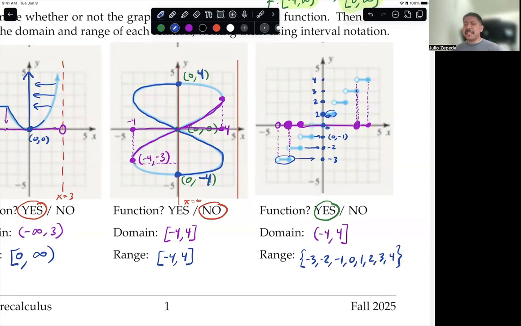Because you could ask, hey, does this graph ever take on a value of +2.5? And the answer is no. This function never has the value 2.5. So it would be incorrect to say that the range is from -3 to 4. This would be wrong because that includes the number 2.5, which this function never has as an output value.